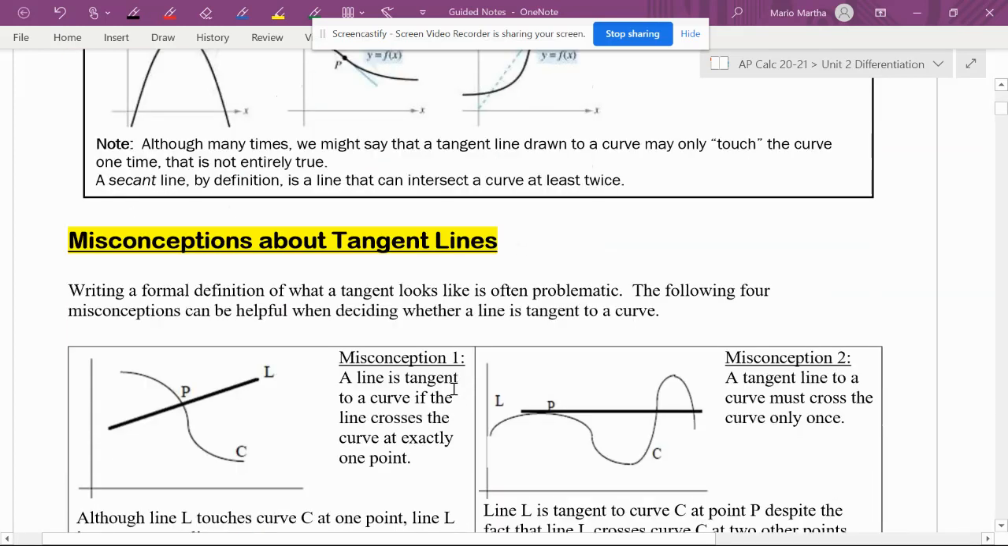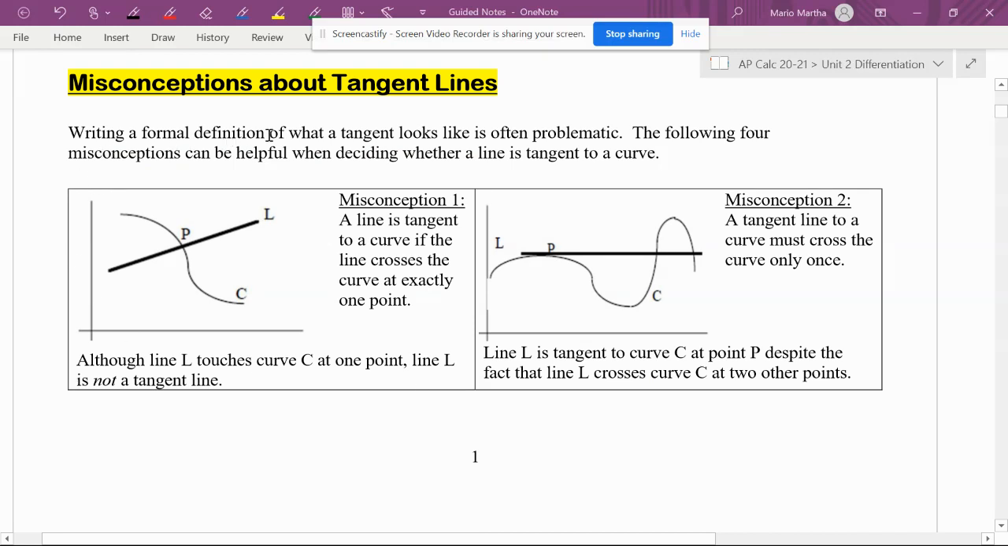So, misconceptions about tangent lines. Writing a formal definition of what a tangent line looks like is often problematic. The following four misconceptions can be helpful when deciding whether a line is tangent to a curve. Misconception number one: if it's touching at one point, some of you may think it's okay for the graph to go through it. That is a misconception: a line is tangent to a curve if the line crosses the curve at one point. That's not always true. Although line L touches curve C at one point, line L is not tangent to it, right? It's going through it.